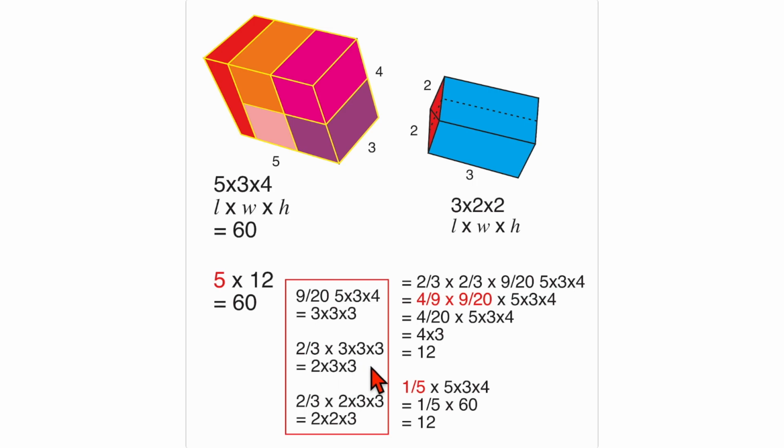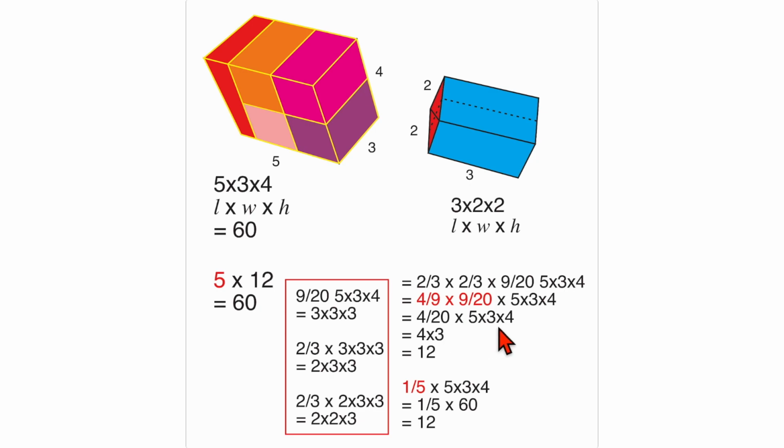And 2/3 of that prism, the second prism from the right, is 12 cubic units. So again, these 3's cancel here, and you're left with 2 times 2 times 3. So 2/3 of 2/3 of 9/20ths of this 60 cubic units is equal to 1/5 of 60 cubic units. So this simplifies to 1/5. These 9's cancel out. 4/20ths.